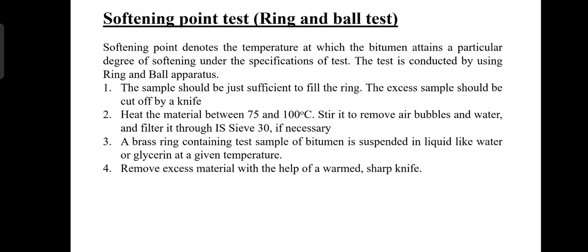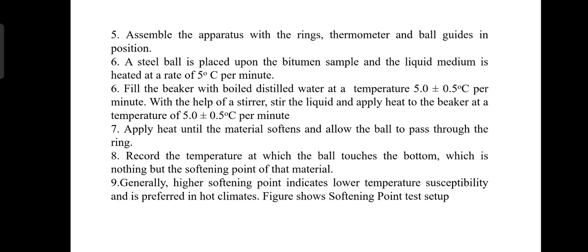Heat the material between 75 and 100 degrees Celsius. Stir it to remove air bubbles and water and filter it through the IS sieve 30 if necessary. A brass ring containing test sample of the bitumen is suspended in a liquid like water or glycerin at a given temperature. Remove the excess material with the help of a warmed or sharp knife. Assemble the apparatus with the rings, thermometer and ball guides in position.